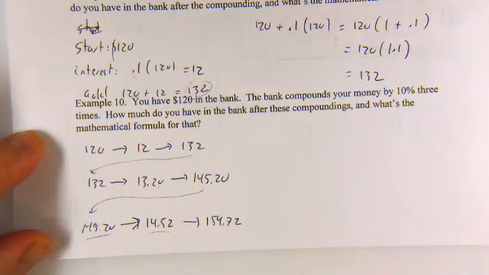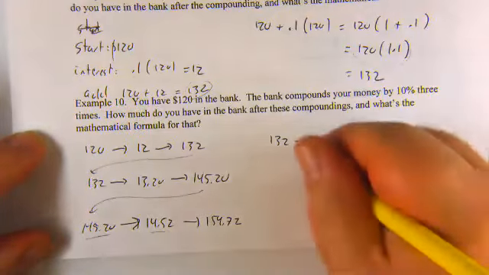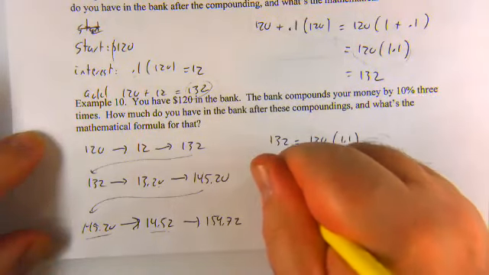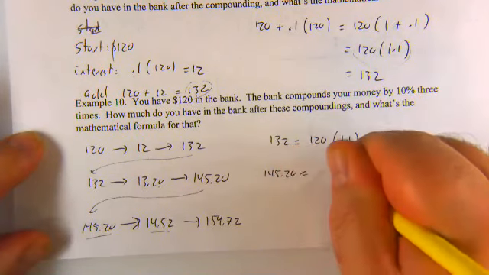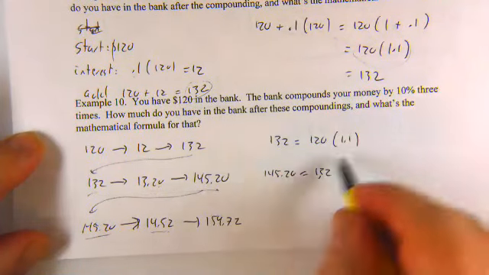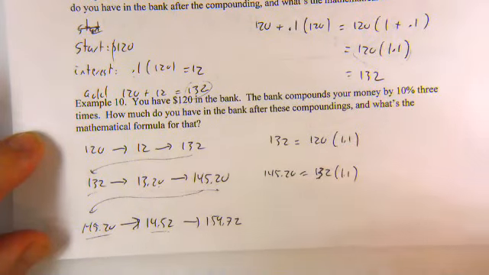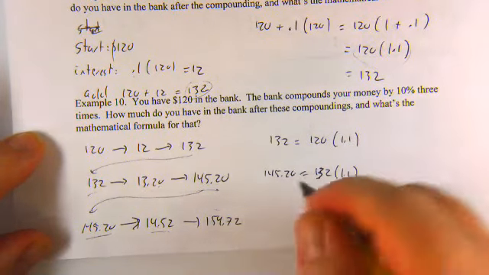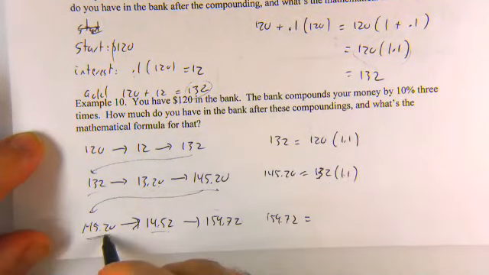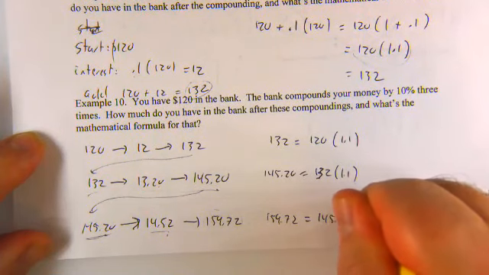So what we've seen before is that the 132 from up here is 120, how much you started with, times 1.1. What's the 145.20? Well, that's the 132 you started with here. Same procedure, so it's just taking 132 and multiplying by 1.1. What's the 159.72? Well, we took the 145.20, added the interest. Adding the interest means just multiplying by 1.1.